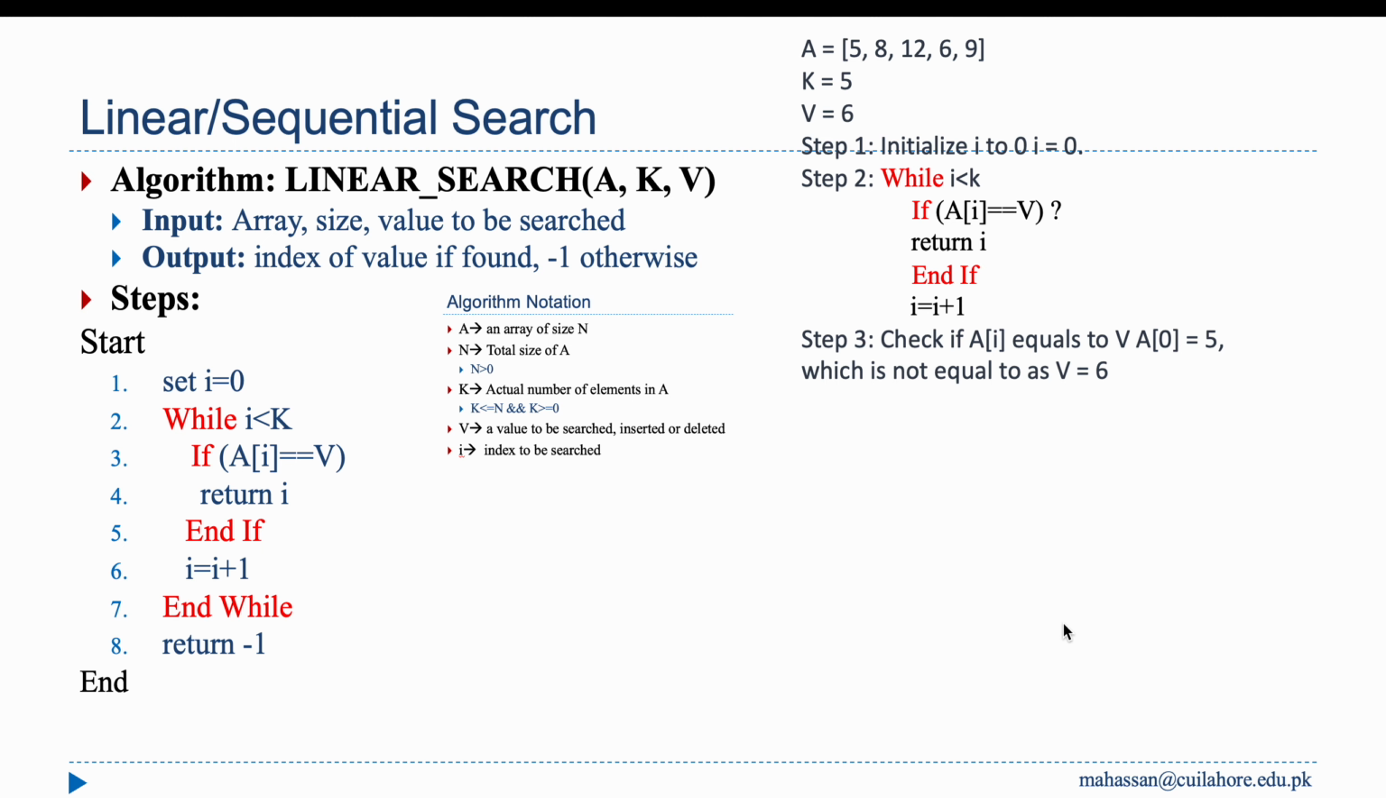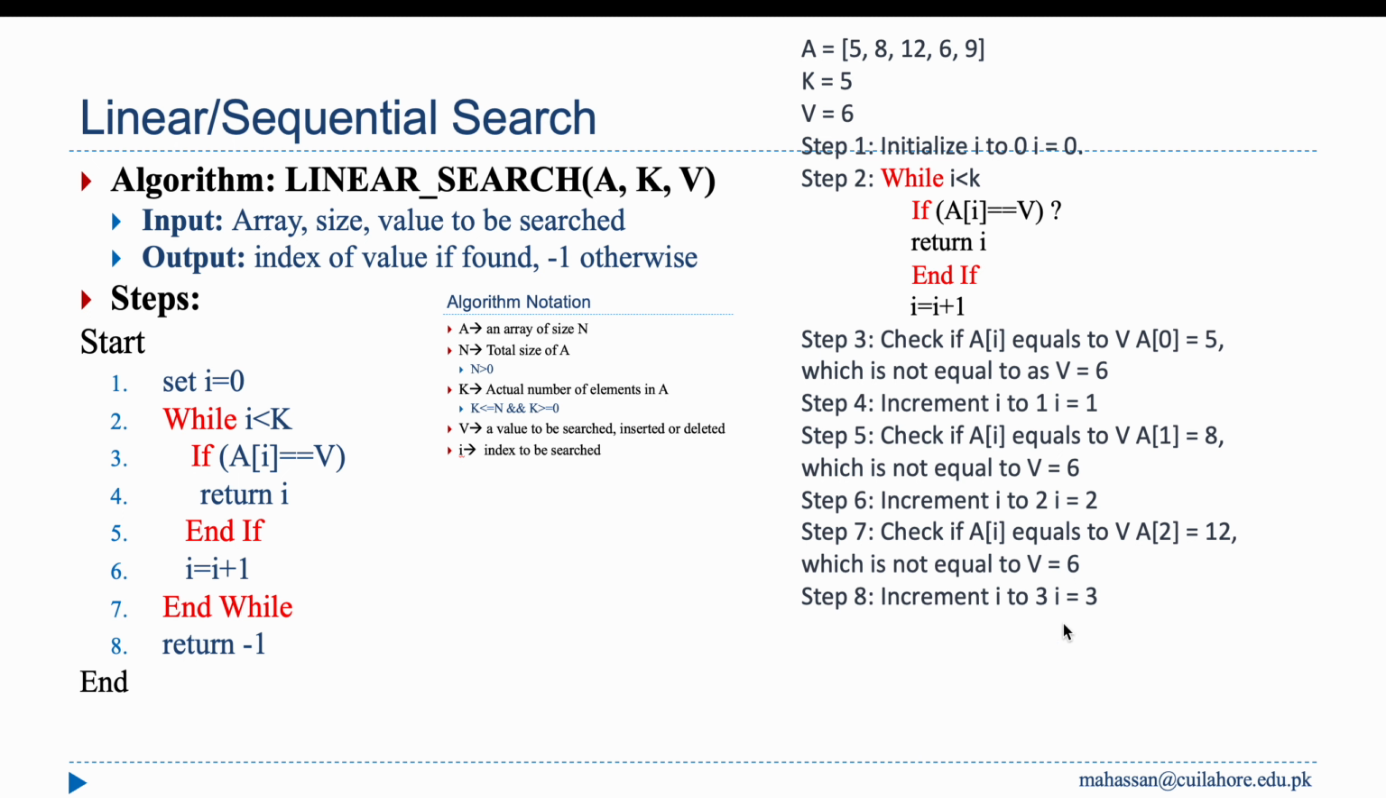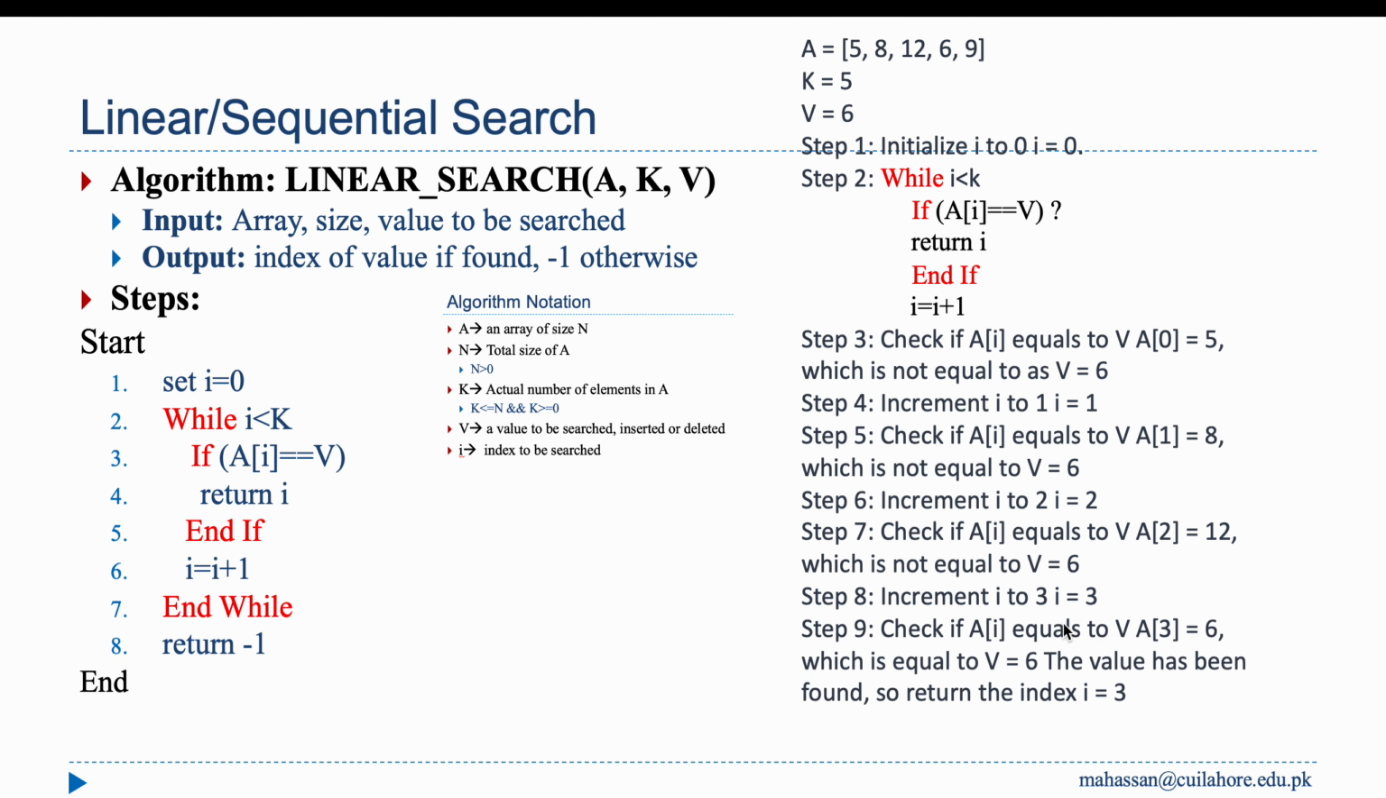Since 5 is not equal to 6, the algorithm would increment I to 1 and check the next element, which is 8. Again, 8 is not equal to 6, so the algorithm increments I to 2 and checks the next element, which is 12. Again, 12 is not equal to 6. The algorithm would increment I to 3 and reach index 3. At this point, the algorithm returns index 3 and the search is complete.